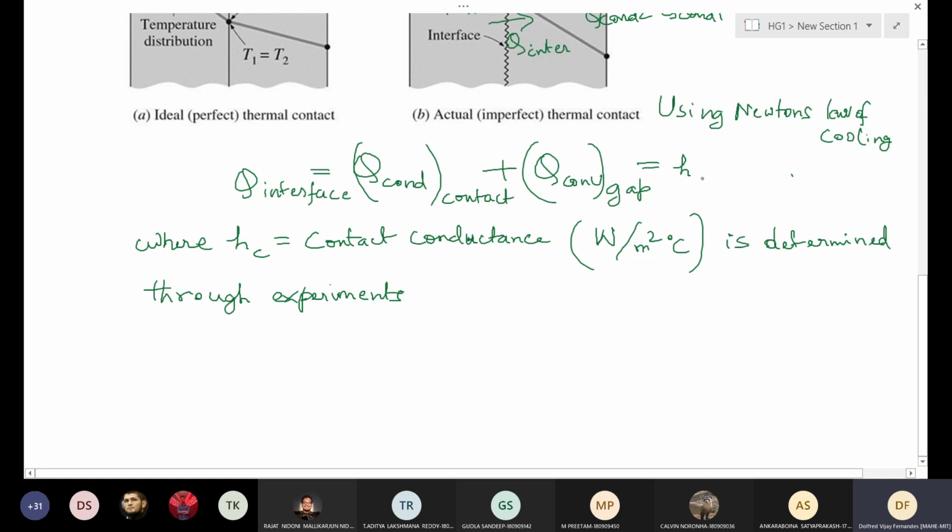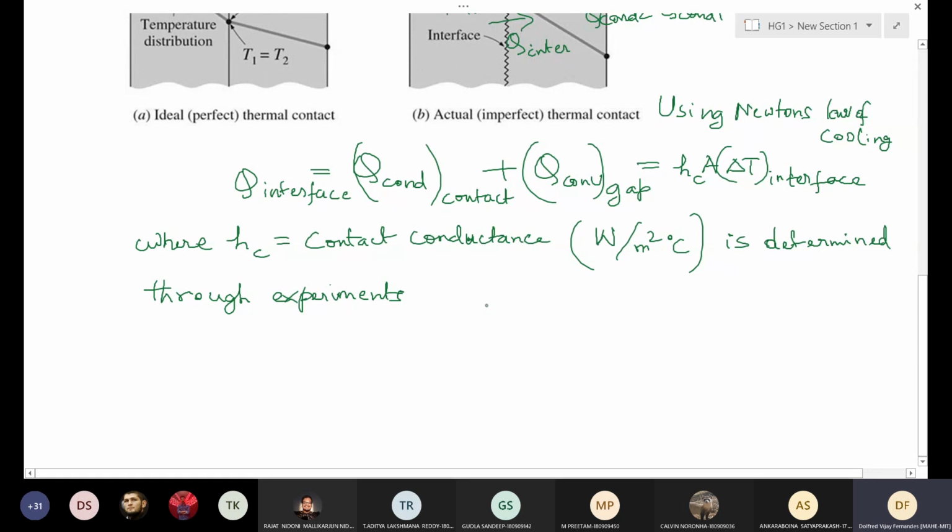So h_c A delta T interface. That is how we can estimate the contact resistance, based on contact conductance, which is determined through experiments.